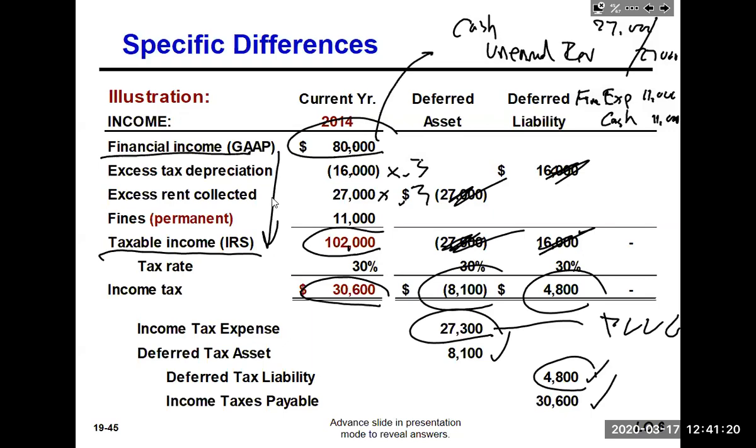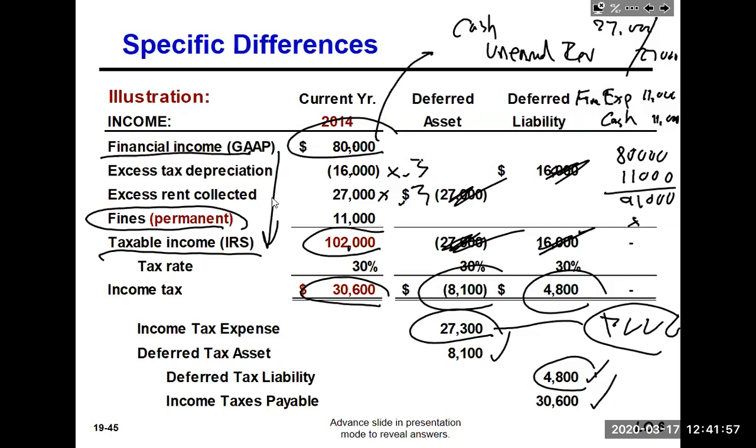30% of 80,000, that's the tax rate, and that's what we've been doing, but this permanent difference makes it a little bit more complicated. So how do you get 27,300? If you don't want to use that as the plug, which some people don't like that term, you basically take 80,000, add back the 11,000, which gives me 91,000. Since it's permanent, I've got to add back the deduction to get my financial income, GAAP income. So 91,000 times 0.3 will give you 27,300.